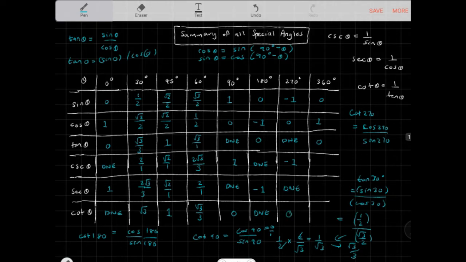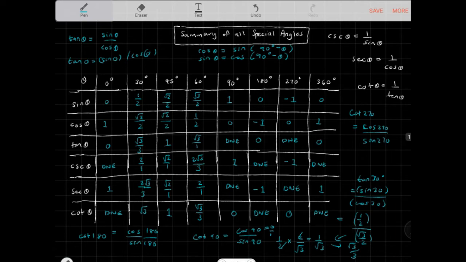Okay? At 360 here, cosecant doesn't exist because you get 1 over 0. This is 0 over 1. You flip it. Secant, you get 1. Right? And then cotangent 360 is going to be the same as 0 degrees. It also doesn't exist. Good? And this is your full chart, guys.